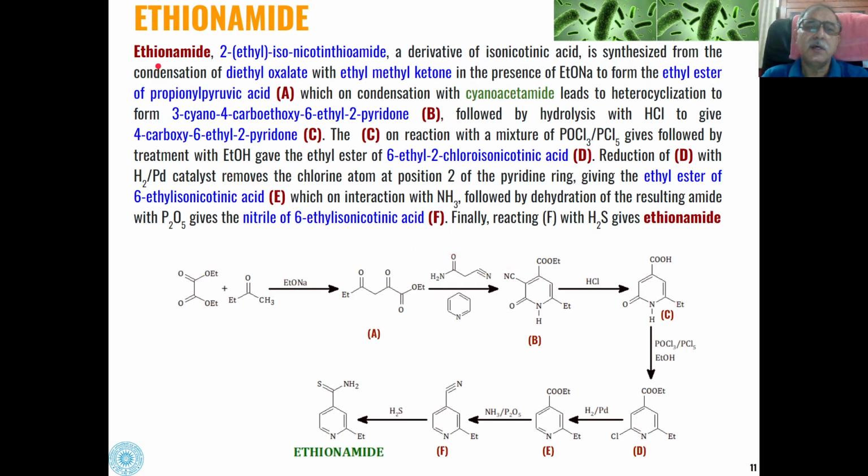Then is ethionamide. Ethionamide is having this structure. This is a derivative of isonicotinic acid, and this is synthesized from condensation of diethyl oxalate with ethyl methyl ketone in presence of sodium ethoxide. So this is a simple condensation reaction.